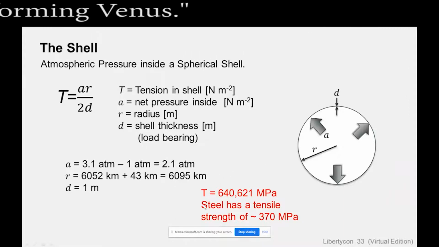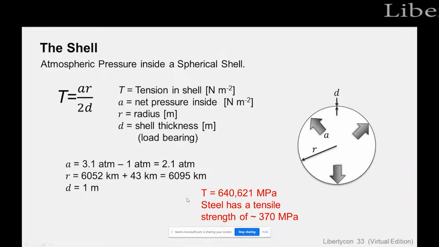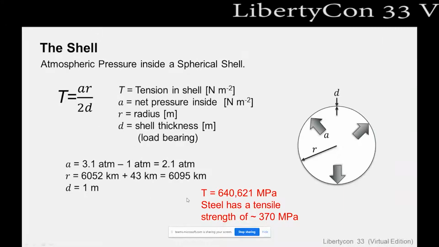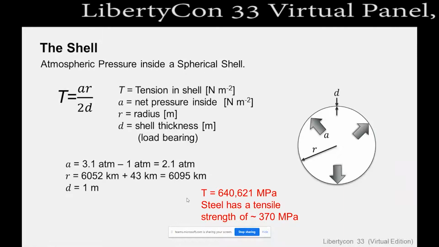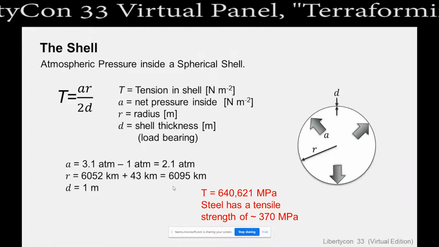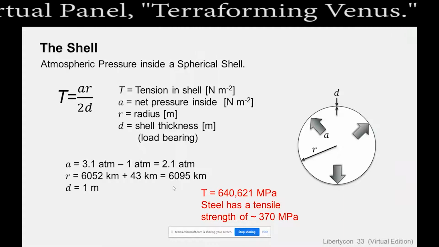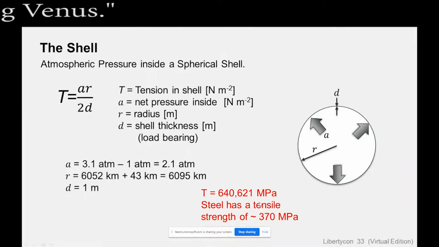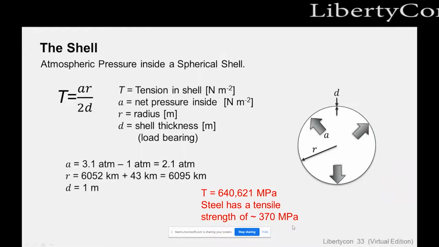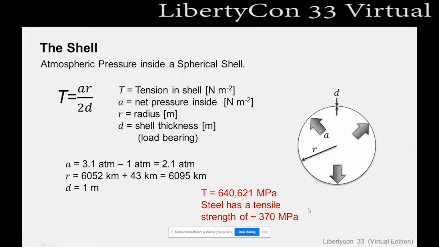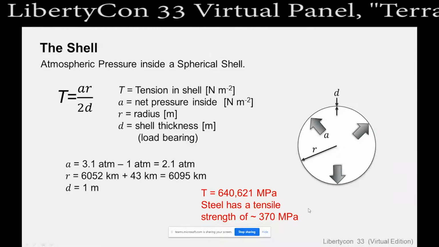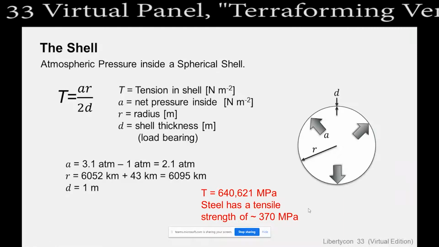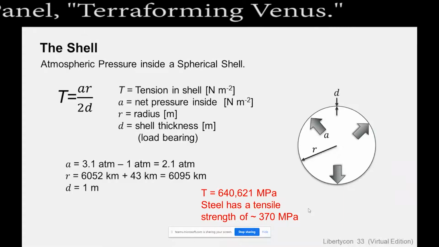If we plug in the numbers into this formula, we end up with the tension in the wall of the sphere of 64,000 MPa. MPa is just a unit of stress. Steel has a tensile strength of about 370 MPa. So at first glance, this looks like if we tried to build this, it would just pop like a balloon.